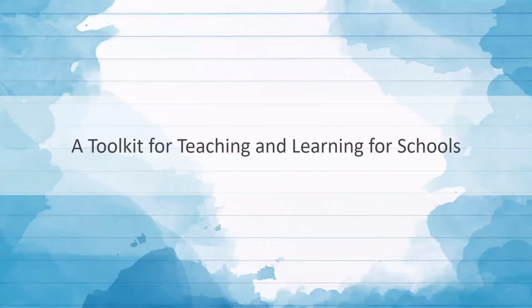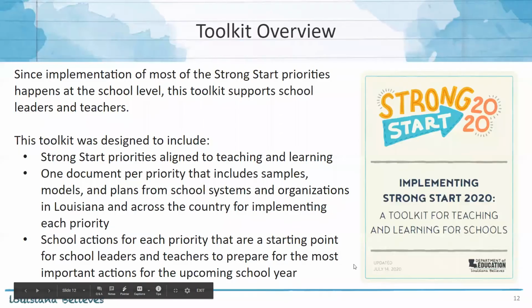So all of these priorities were a part of the Strong Start 2020 plan that your school system has been working on over the past several months. We received a lot of feedback from school system leaders that we needed a version of this for our school leaders and teachers so that they know how to implement the priorities that were related to teaching and learning at the school level. And so our toolkit for teaching and learning for schools is directly aligned to Strong Start.